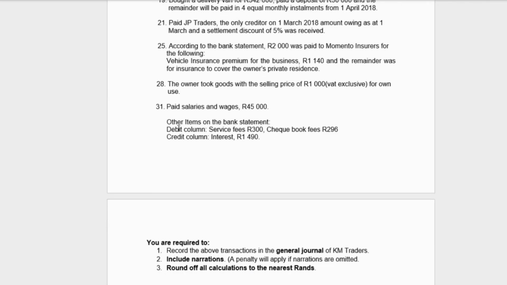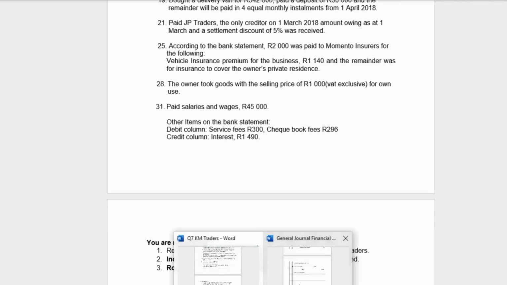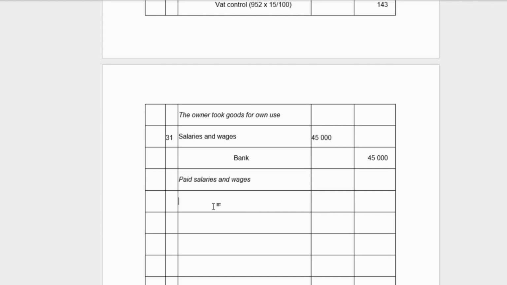Another transaction is when we see on the debit column, there's service fees and there's also checkbook. So checkbook and service fees, these are bank charges, right? These are bank charges. So when you record them, you are going to debit bank charges because it's an expense, bank charges or bank fees. You can just say bank charges or bank fees.